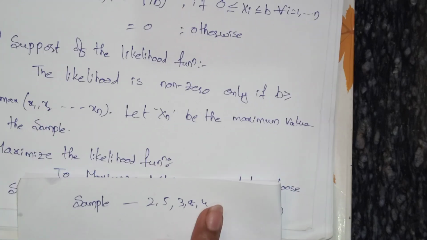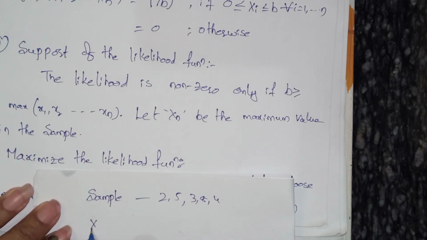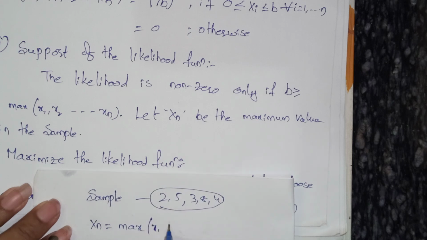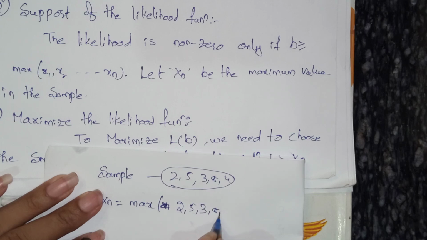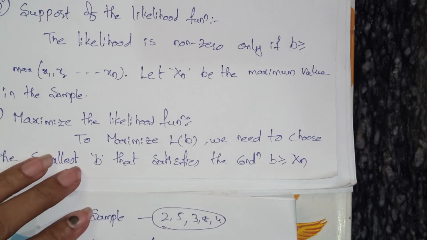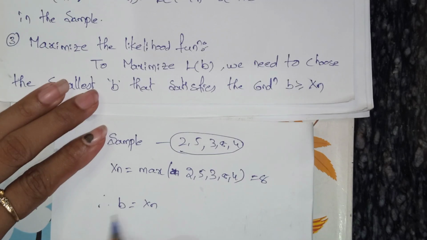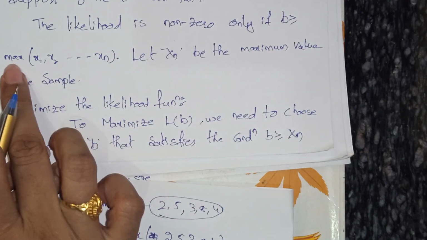Next, the second step. Here we have to find the maximum value, that is xn equals the maximum of x1, x2, x3 and so on. That means the maximum of 2, 5, 3, 8, 4. So what is the maximum value here? 8. So the third step is the b value equals xn. What is xn here? 8.